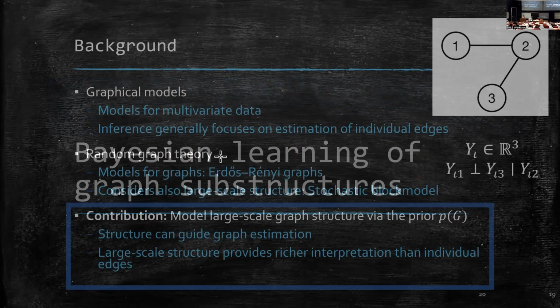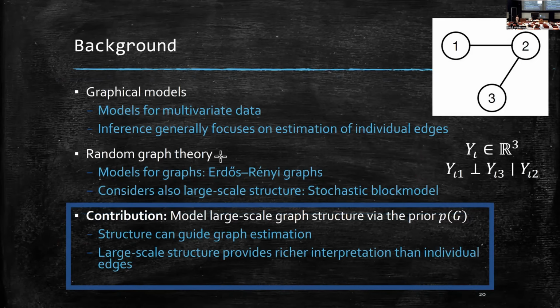If you look at the literature, there are two big fields which are really complementary but unrelated. One is Gaussian graphical models, and we've seen it until now. I gave you a very small review, and the focus is on inference on the graph.